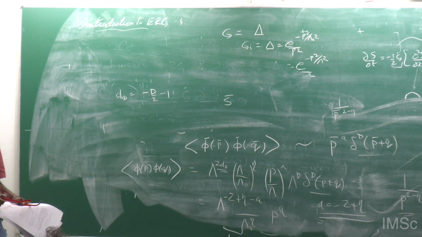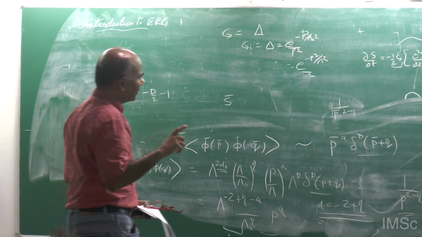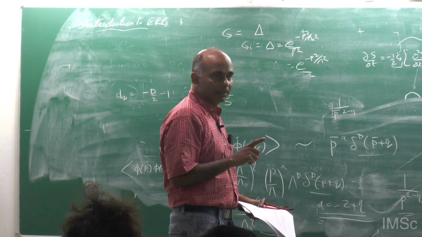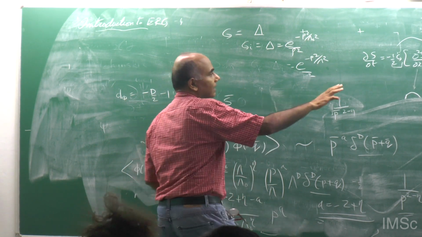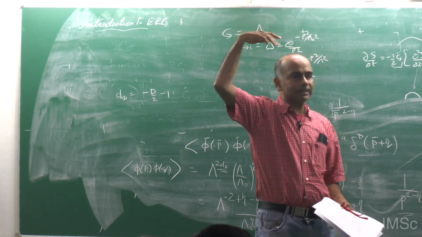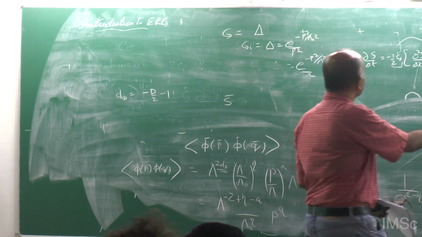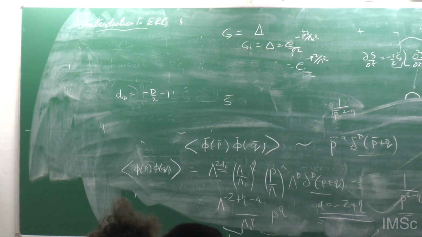Right, 1 over lambda naught. Wait, you're talking about lambda naught or lambda? Lambda naught. You're talking about the original bare lambda naught. Yeah, that has been taken to, let's assume that's infinity. We're worried about the lambda dependence. The S, the Wilsonian action, has lambda terms in it.